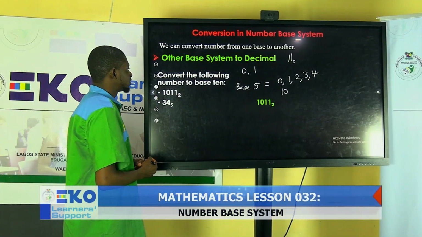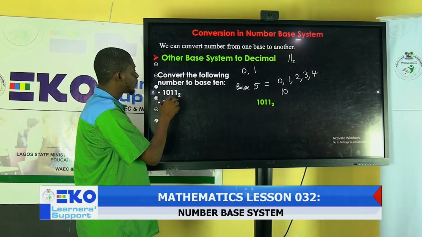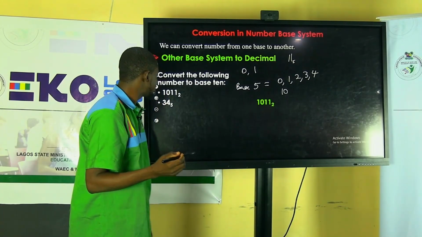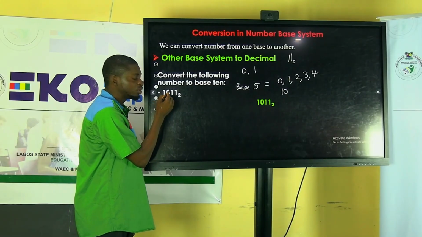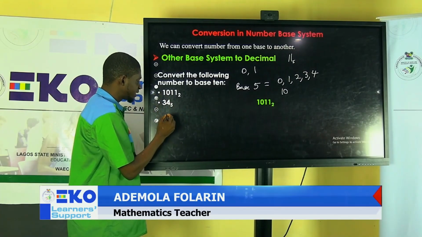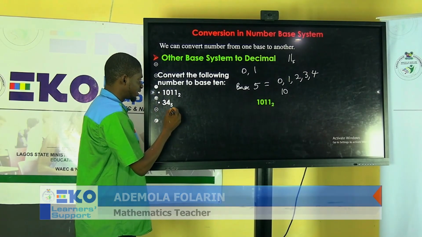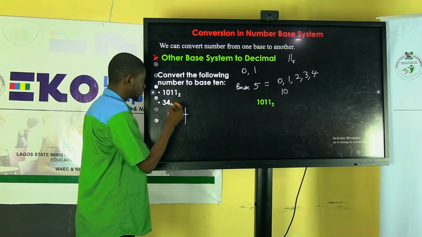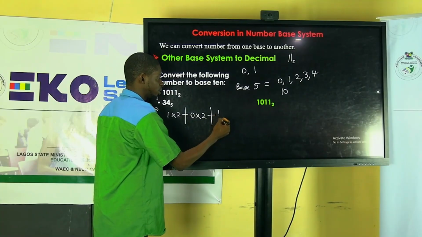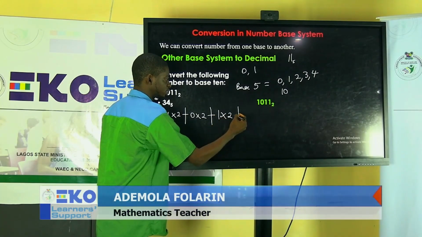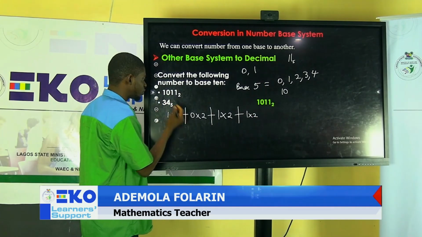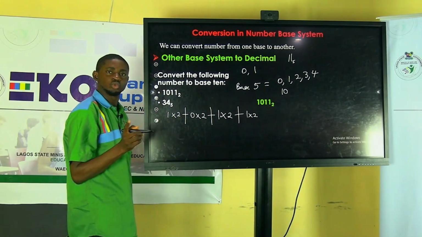The same way in binary. This one says we should convert the following number to base 10. This one is in base 2. If you are converting it into base 10, that means we are going to multiply each of the digits by the base. It will become 1 multiplied by 2, then plus 0 multiplied by 2, plus 1 multiplied by 2, plus 1 multiplied by 2. So you realize that 1, 0, 1, 1. I will now do something.